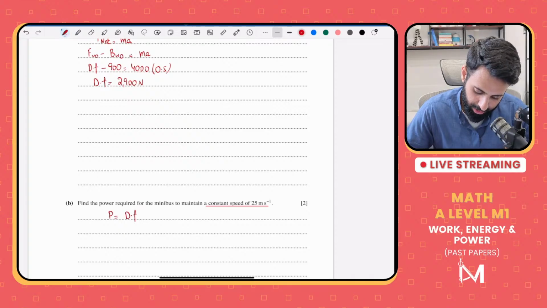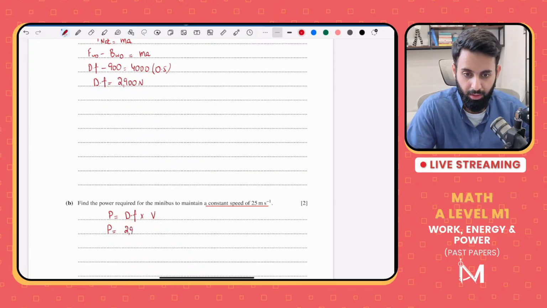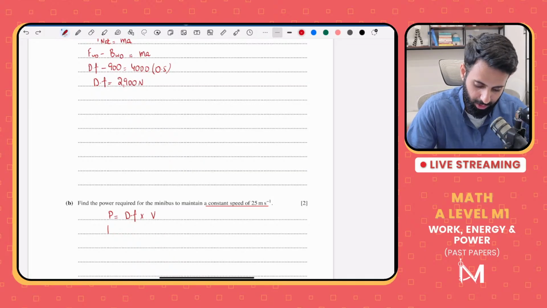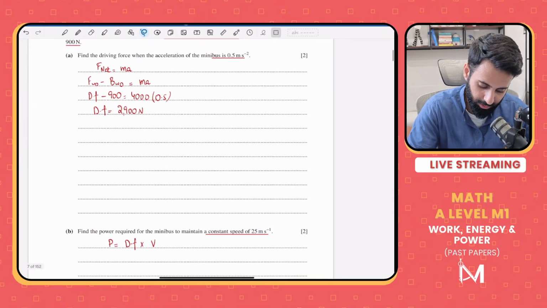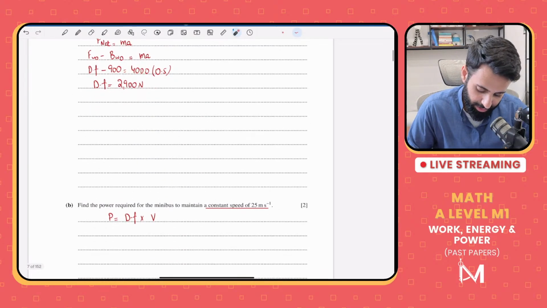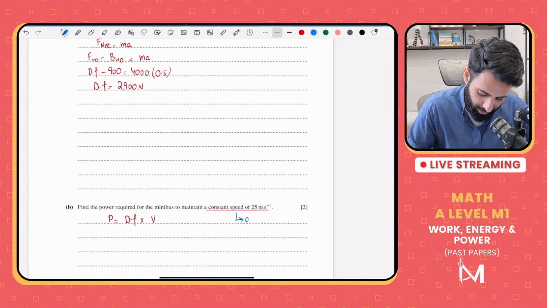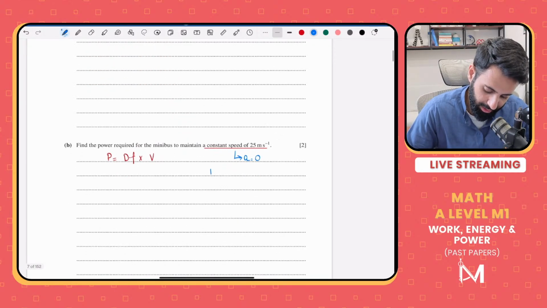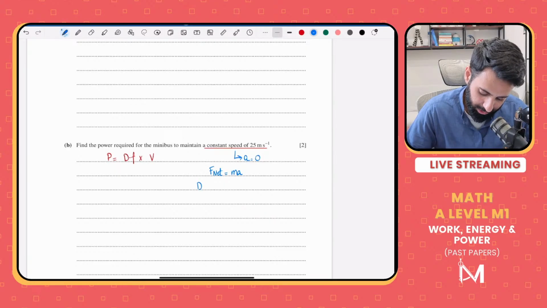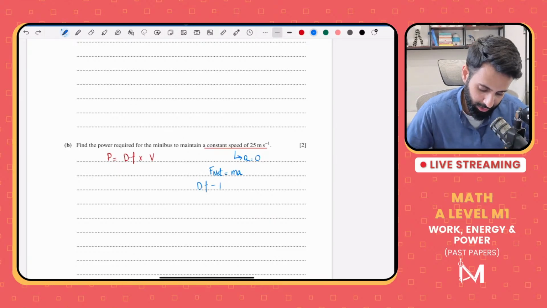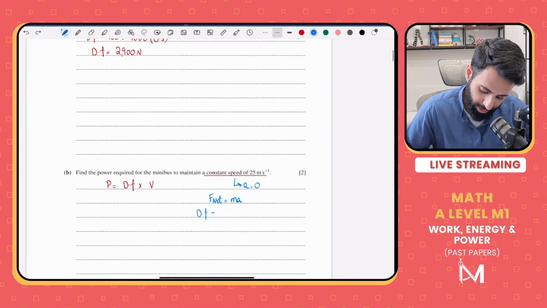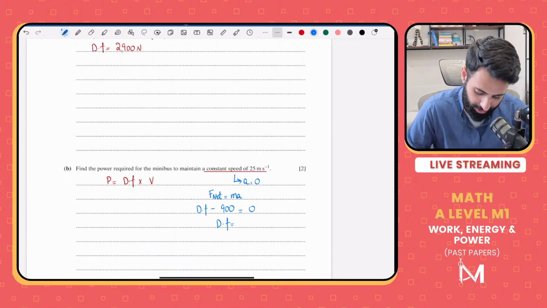Power is equal to driving force multiplied by velocity. So what's the power required? We don't know the driving force. Okay, now just a minute. The driving force will not be the same as this one, because if it's traveling at a constant speed, that means acceleration is equal to 0. Okay, and acceleration equal to 0 means that F net equals mass times acceleration, which is 0. Now what's the driving force and what's the resistive force? That's equal to 900. So driving force minus the resistive force equals 0. That means the force that's needed, first of all, is going to be equal to 900.